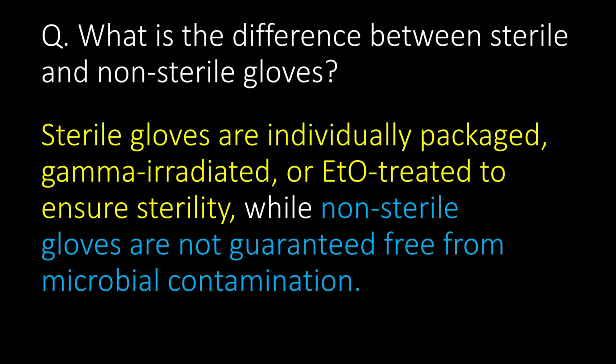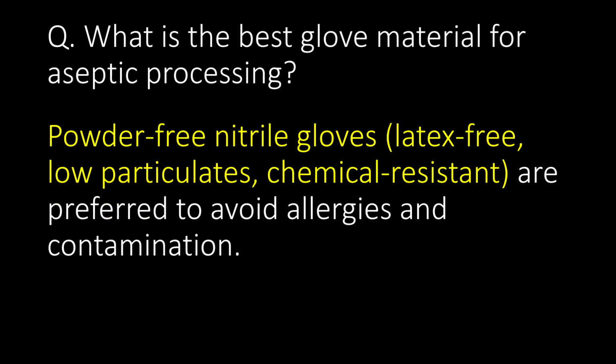What is the difference between sterile and non-sterile gloves? Sterile gloves are individually packaged, gamma irradiated, or ETO treated to ensure sterility, while non-sterile gloves are not guaranteed free from microbial contamination. What is the best glove material for aseptic processing? Powder-free nitrile gloves, latex-free, low particulates, chemical resistant are preferred to avoid allergies and contamination.